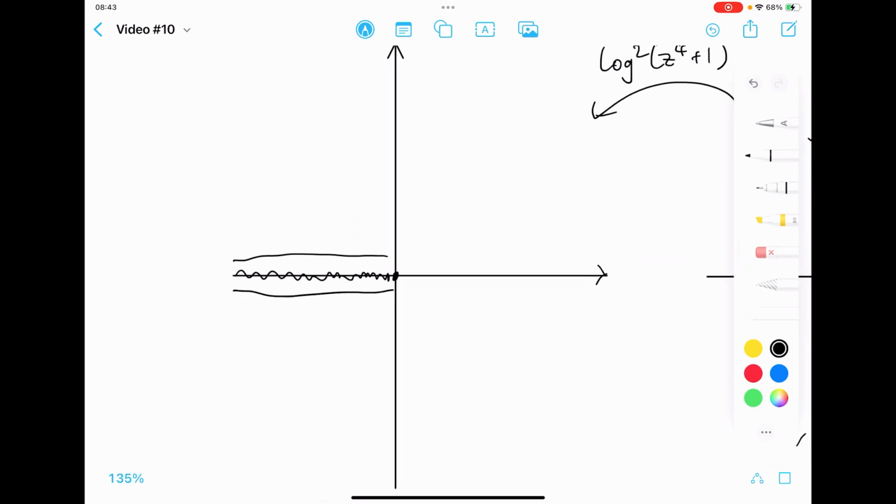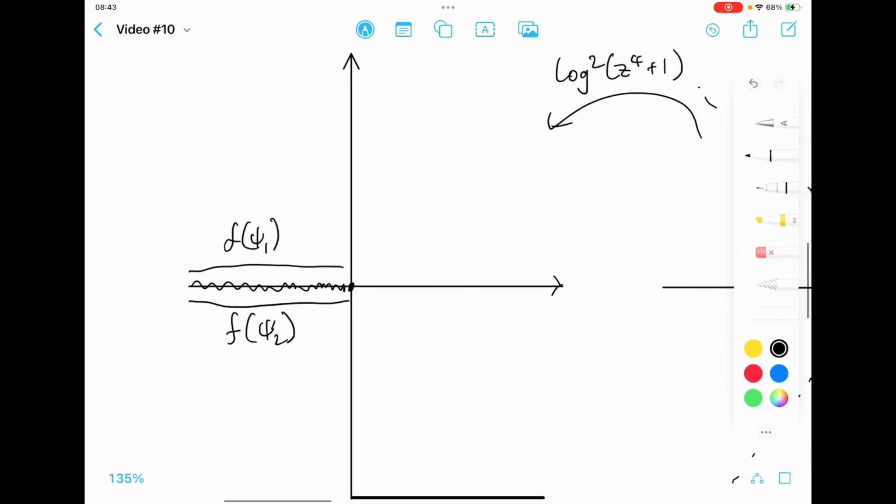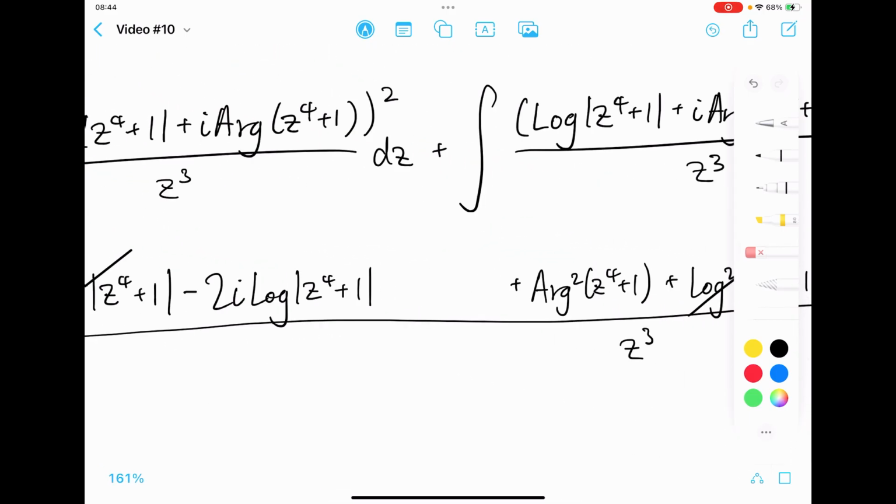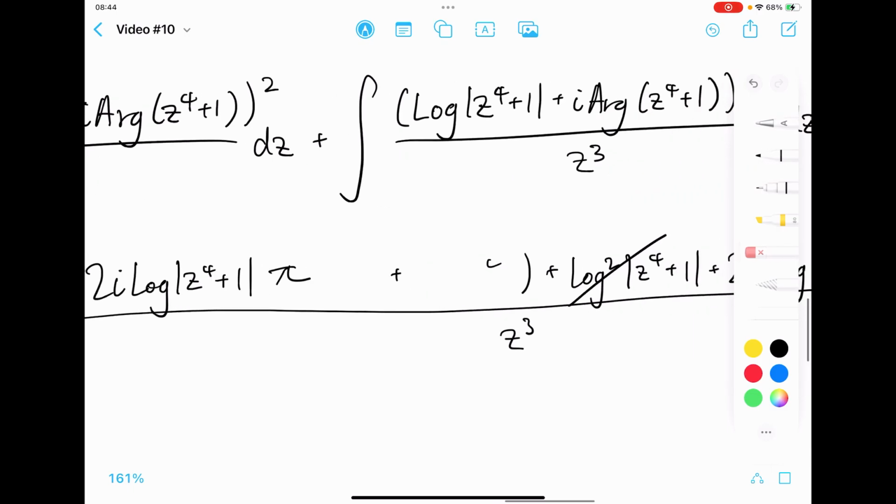And as we can see, let's do f of psi 1. Yeah, that makes sense. And f of psi 2. So psi 1 is going to have an argument of pi. Psi 2 is going to have an argument of negative pi. So let's just plug that in. Argument of psi 1 is pi. Argument of psi 1 is pi. So that's going to be pi squared.